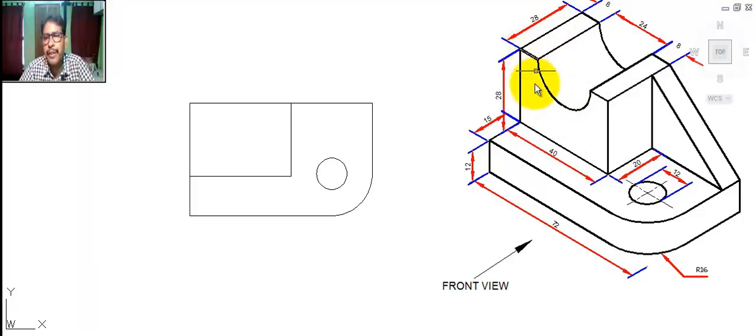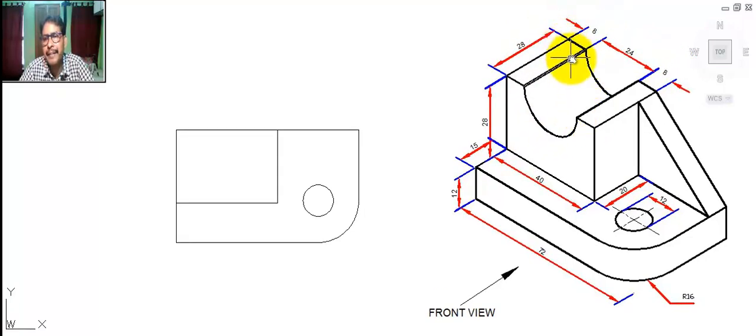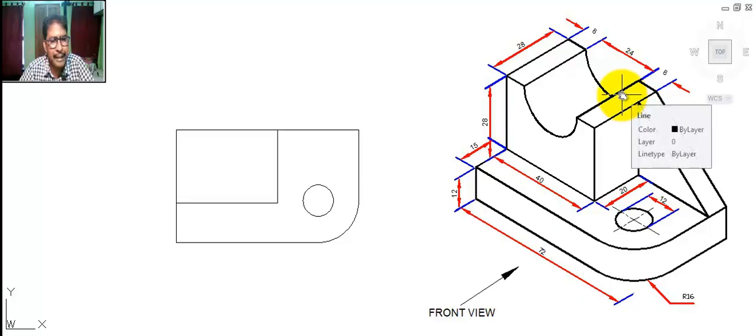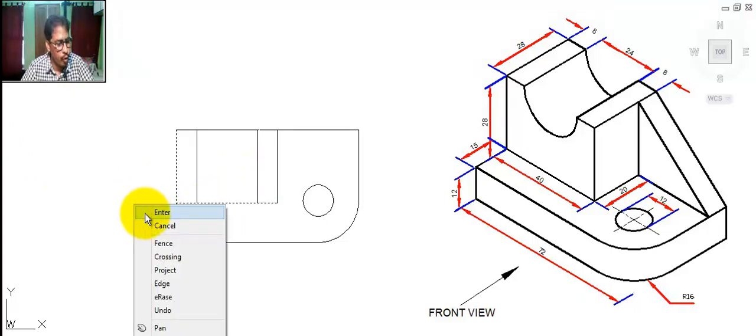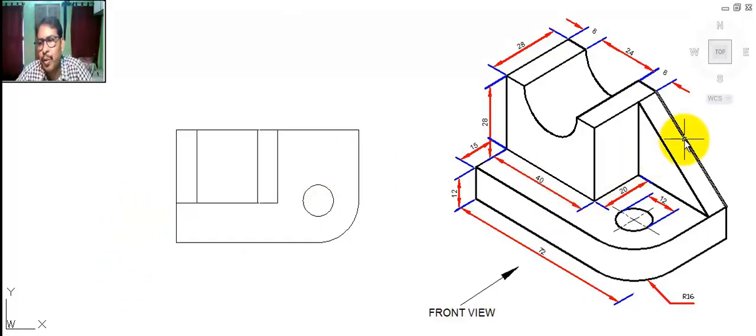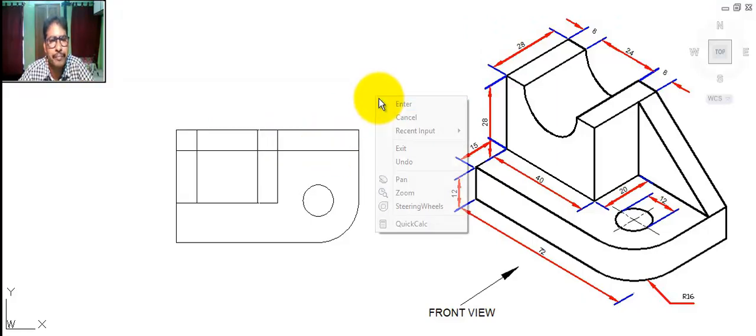Top view. This is 8, this is 8, okay. Draw a parallel line at 8 distance, this is 8 and this is 8. Erase this portion, okay. This is also 8. This distance is also 8. So we draw a parallel line. Okay.